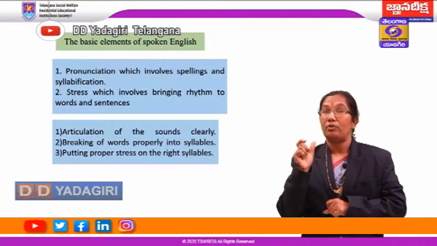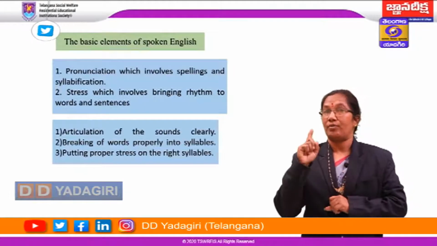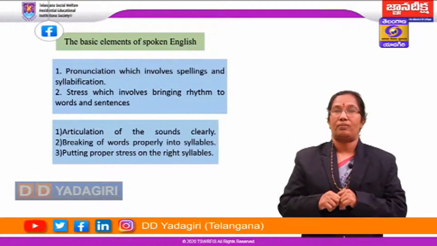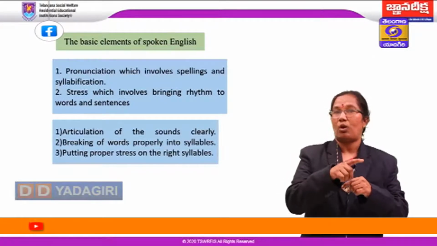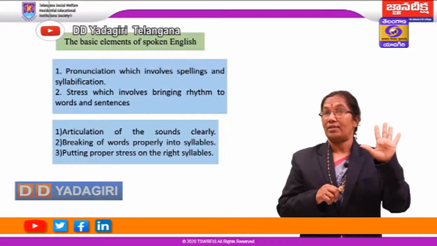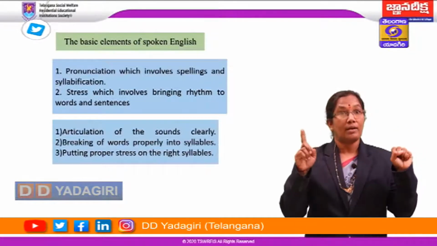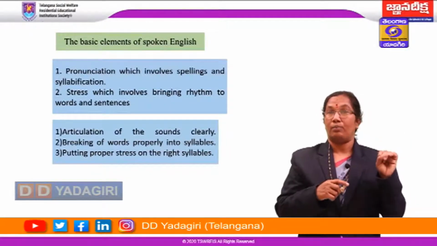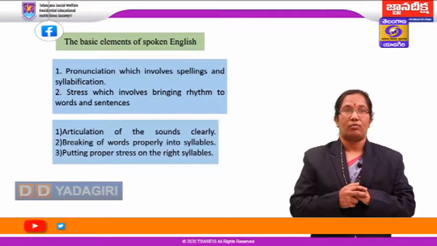What is a basic minimal unit of a language? Is a sound. In English alphabet, we have 26 letters, but 44 sounds. These 44 sounds are further divided into 20 vowel sounds and 24 consonant sounds. That is, the 5 vowel letters A, E, I, O, U give 20 vowel sounds. And the 21 consonant letters B to Z, excluding the 5 vowels, give 24 consonant sounds.